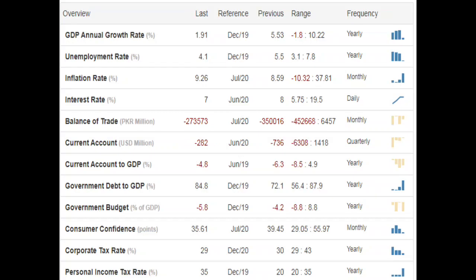Now here are the basic economic indicators of Pakistan with all the figures relevant for your aptitude tests. It includes GDP, unemployment rate, inflation rate, interest rate, balance of trade, current account to GDP, government debt to GDP, government budget, consumer confidence, corporate tax rate, personal income tax rate. Please go through the figures.